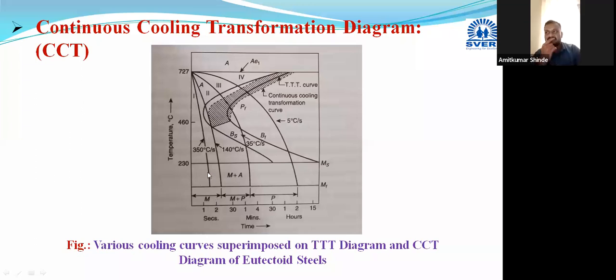My voice is a little bit disturbing. Please wait. You can refer to this diagram. Okay, now it is clear.